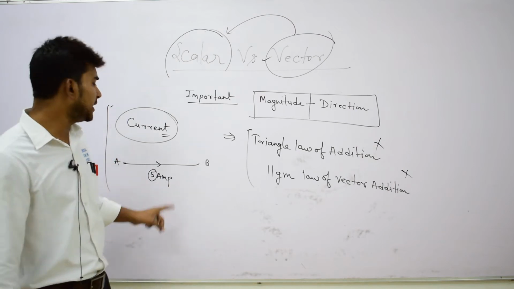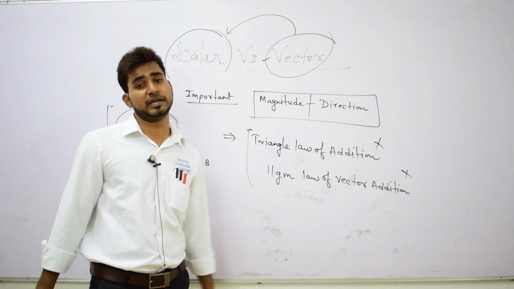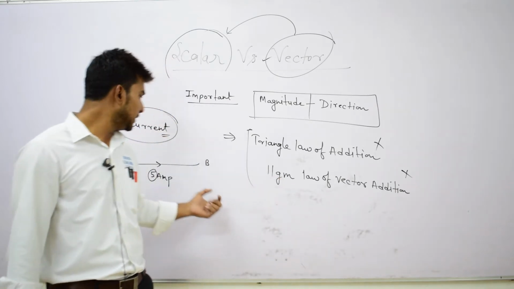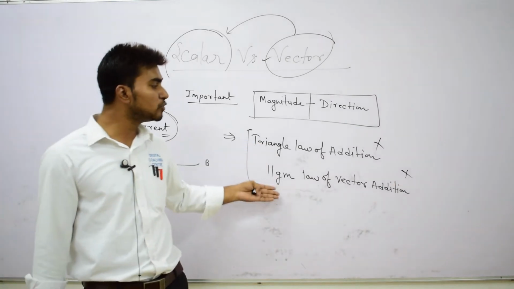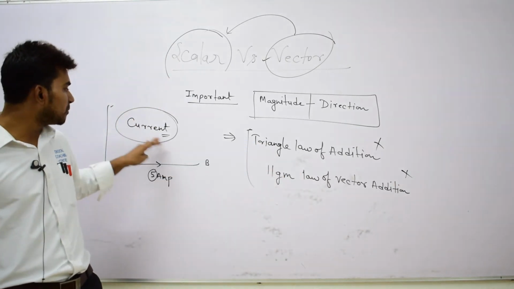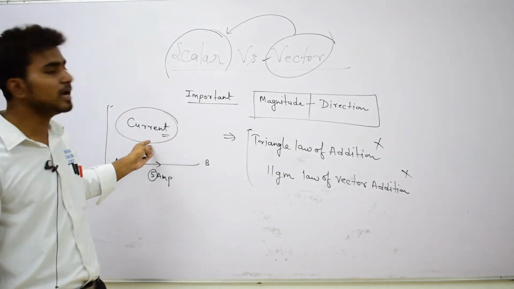The reason behind it is that the current does not follow the triangle law of addition and the parallelogram law of vector addition. So here this current has a magnitude as well as direction, but these two laws are not followed by this physical quantity, that's why we cannot say it is a vector. So it's generally a scalar.